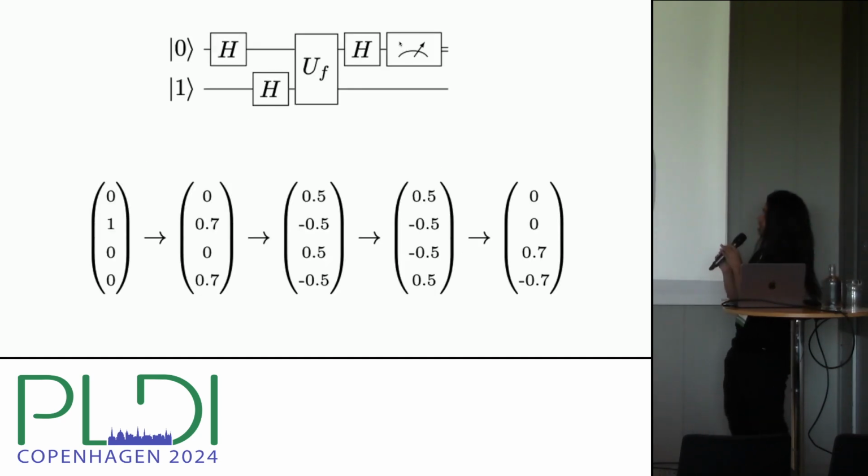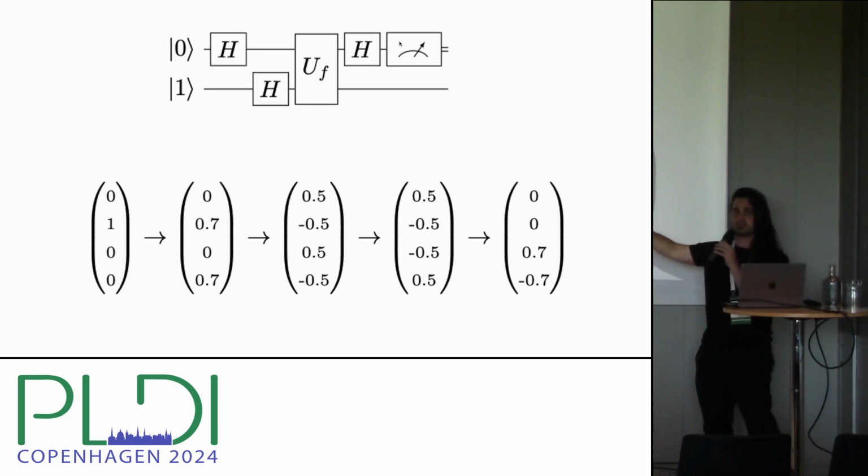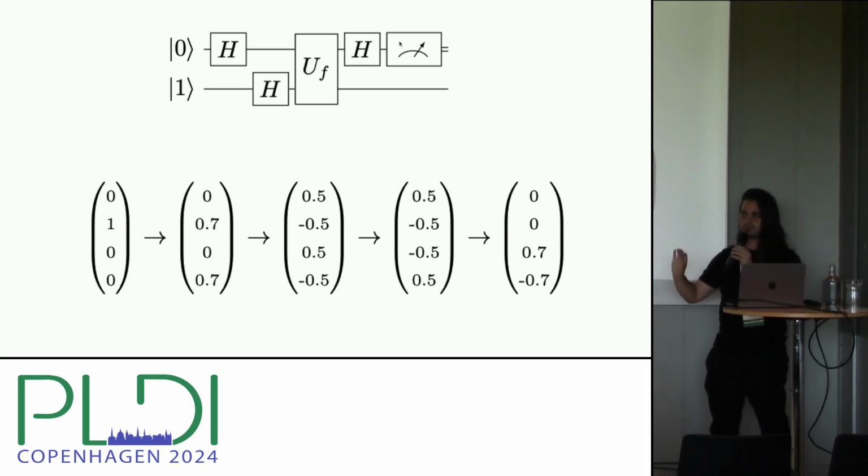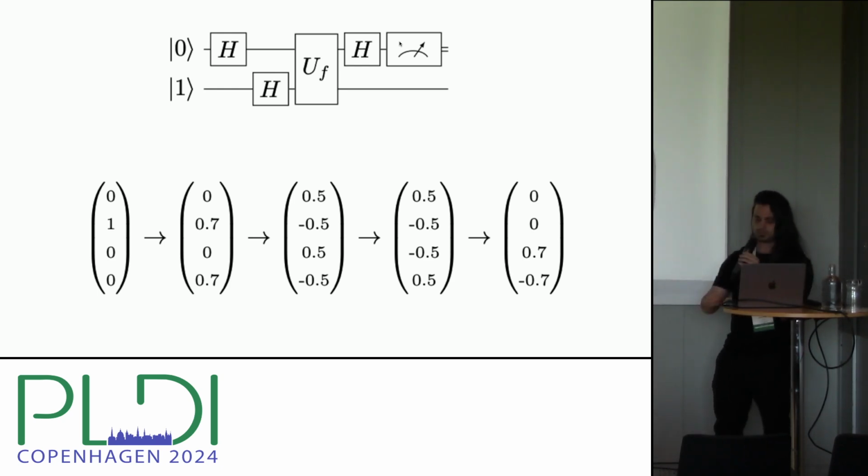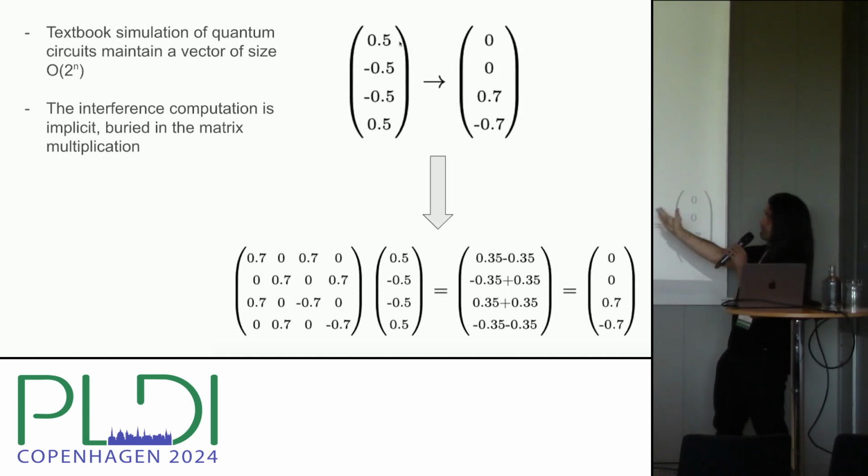So we have a basic Deutsch-Jozsa circuit here. And at the bottom, I have the vector formalism of how this state evolves throughout the circuit. The first Hadamard on the first qubit, second Hadamard on the second qubit, and so on. But where is the interference here? Well, it turns out that in this formalism, the interference is almost implicit. It is buried in matrix multiplication.